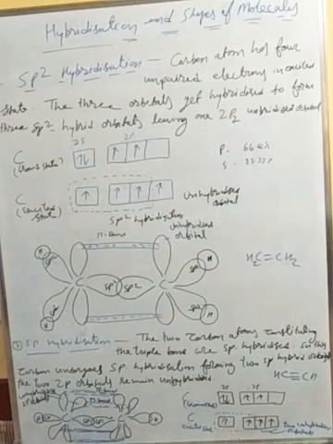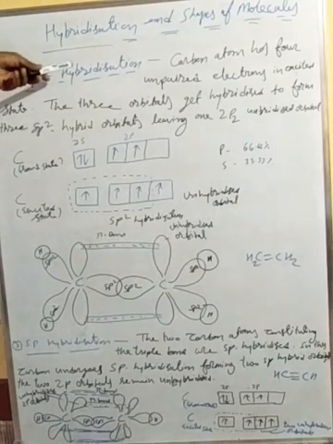Today we will study the hybridization and shapes of the molecules. In this video we will study the types of hybridization, and there are three types. First is sp3, second is sp2, third is sp hybridization. We have already studied sp3 hybridization in the previous video. In this video we will study sp2 hybridization.